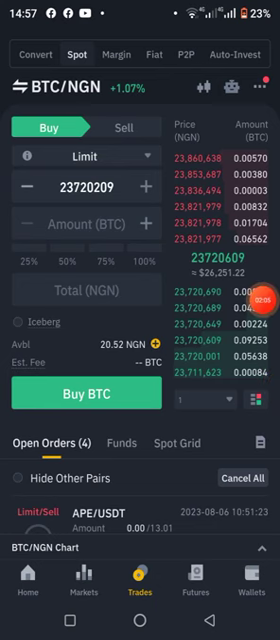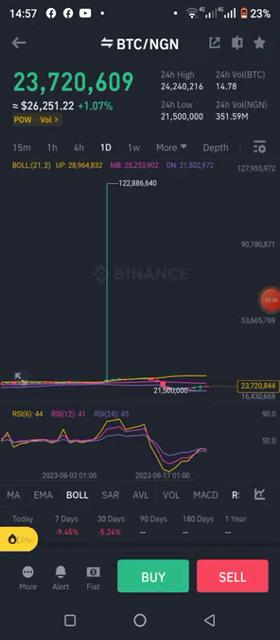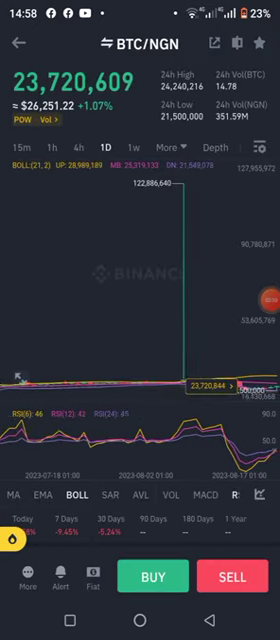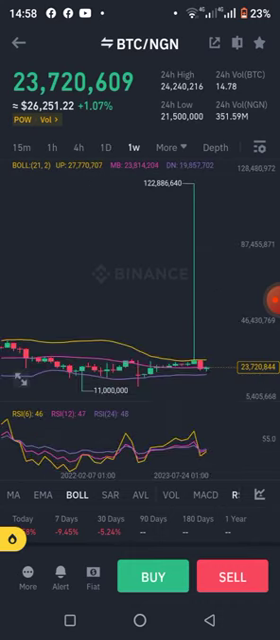Okay, now this is what we do. We come to this chart. Let's use a 1 week chart, so that you can see it clearly. Each candle, each bar here, represents a week. So we are in this week now.